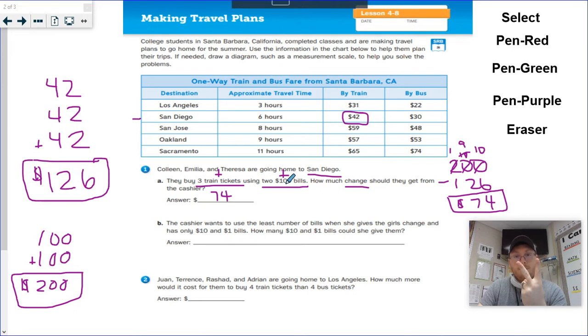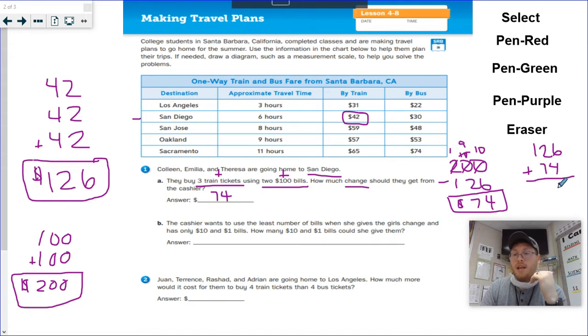200, right? Okay, 2 $100 bills. That is my total that I paid with. So I'm going to take 126, how much the tickets cost, and 74, and I'm going to add those together to see if they equal the amount that I paid with. So I don't really have much room, so we're going to do 126 plus 74.